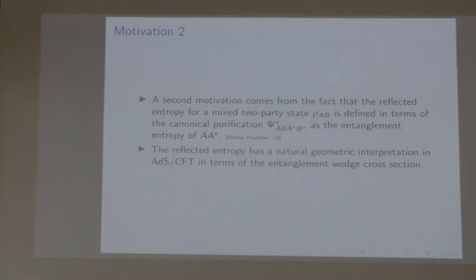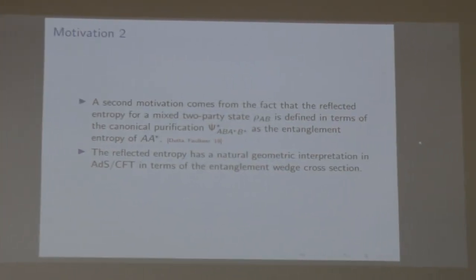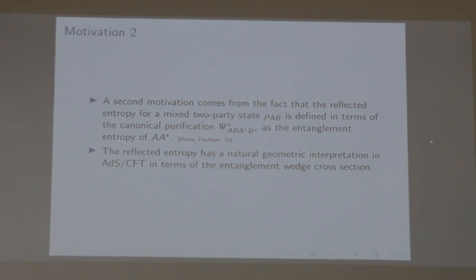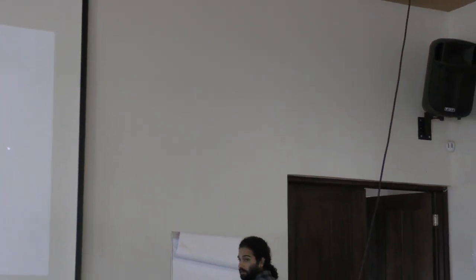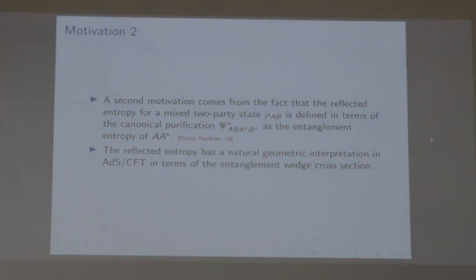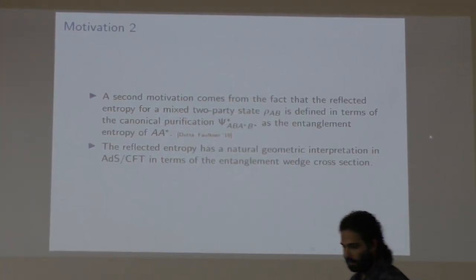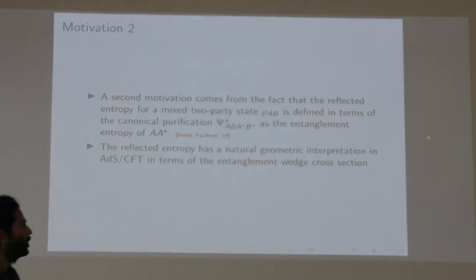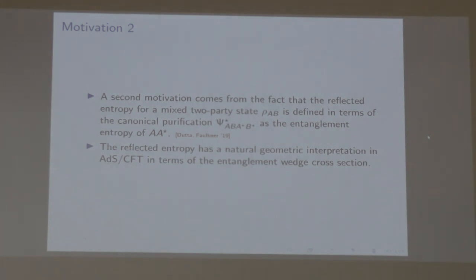So here's a mixed state AB, right? If you just take the reduced density matrix on AB, then that's a mixed state, and if these two subregions are sufficiently big, the entanglement wedge of AB is connected. And then the cross section of that looks like this. And the claim of this paper is that this thing, up to a factor of 2, is the reflected entropy. So if you take two regions, one on one side and the other on the other side, so that you don't have a connected wedge, then the cross section is 0. Yeah, the reflected entropy is 0. Yeah, exactly.